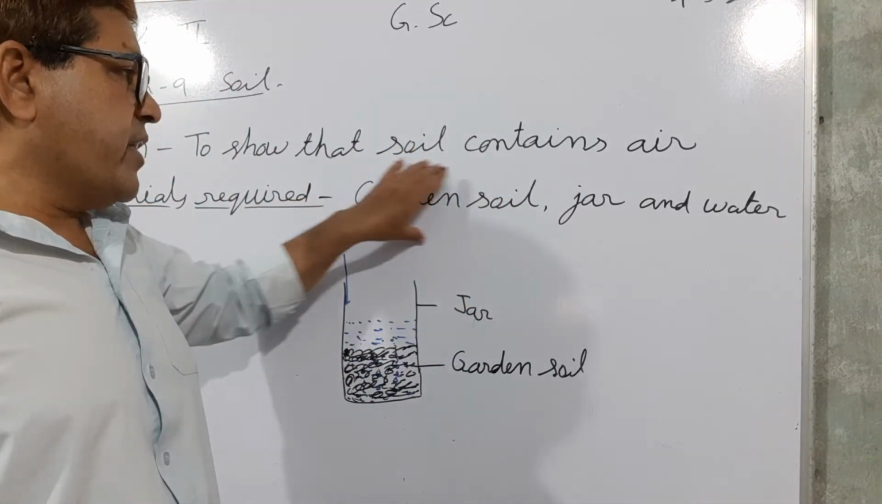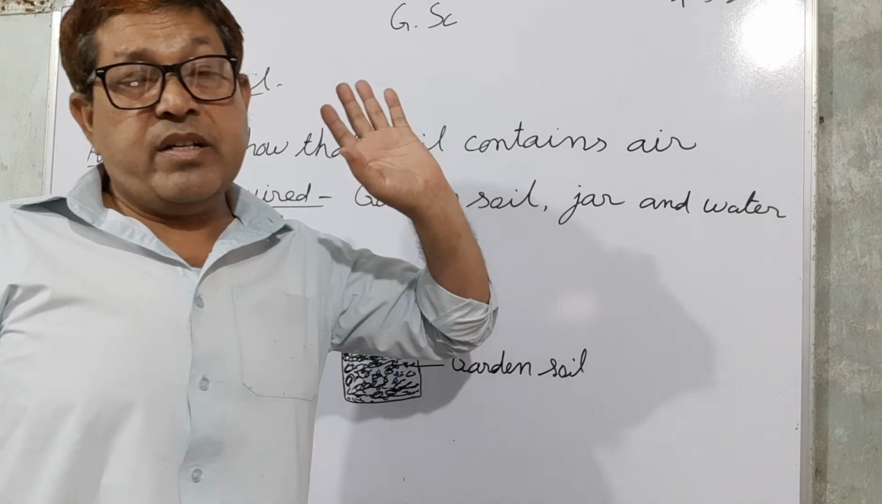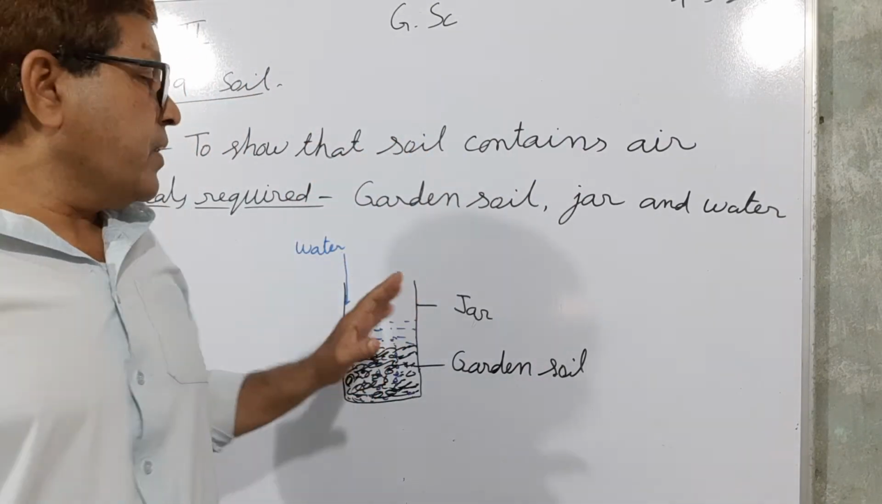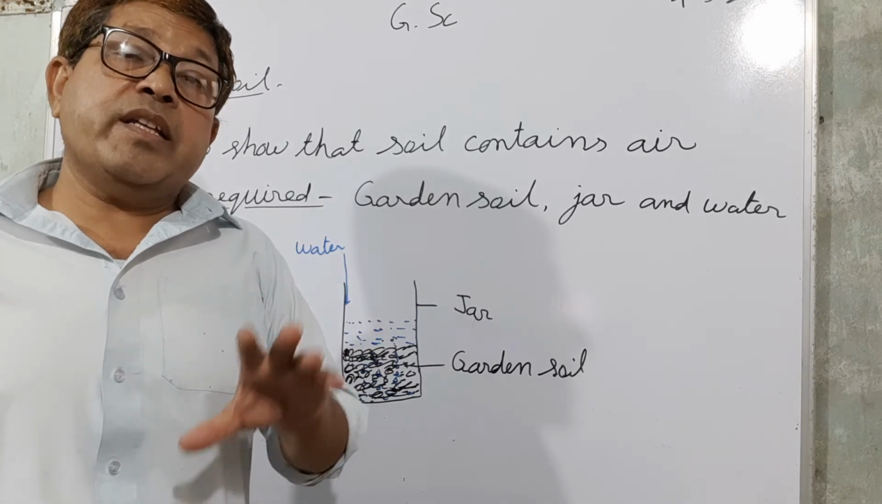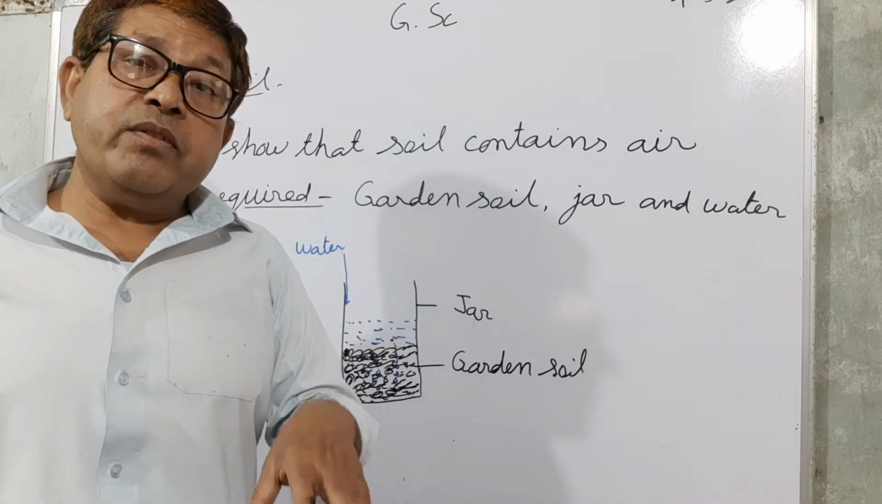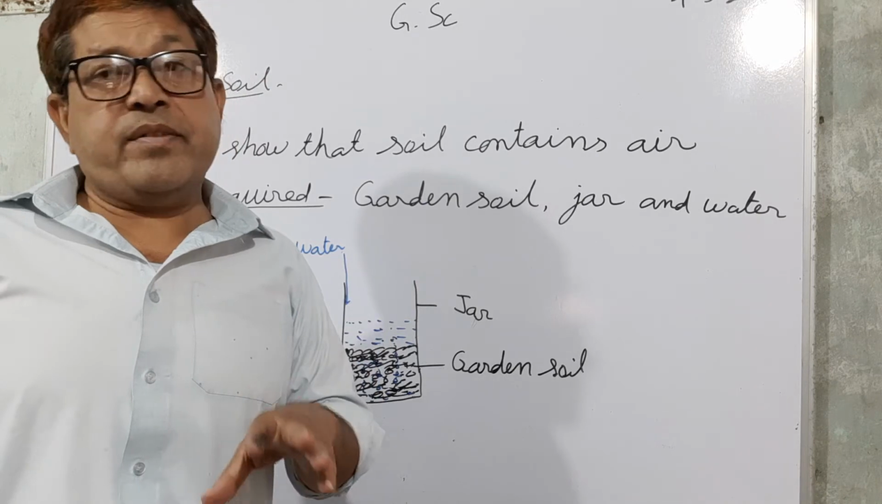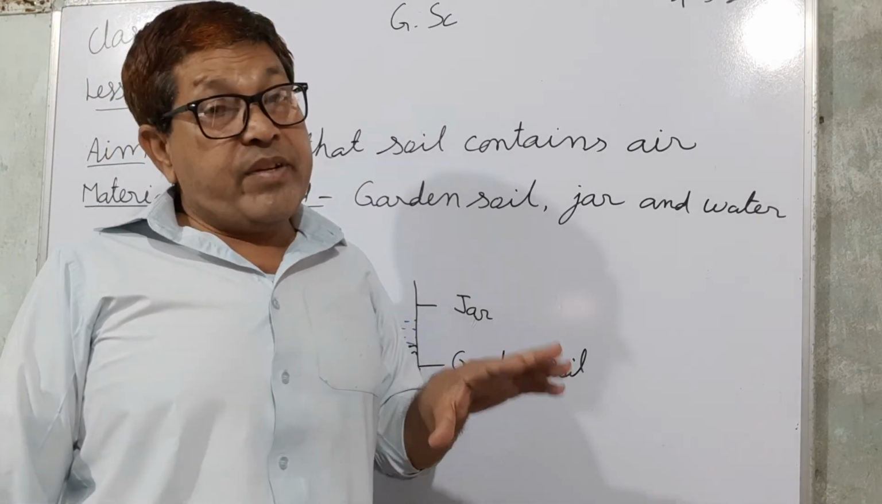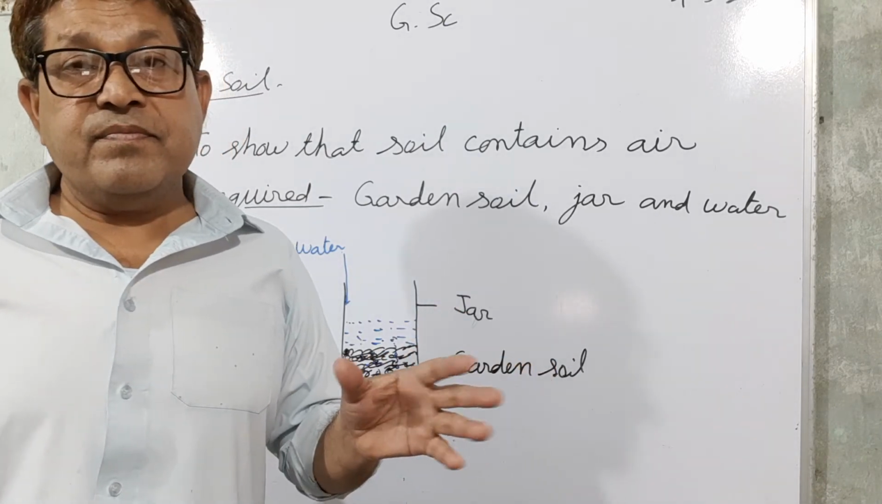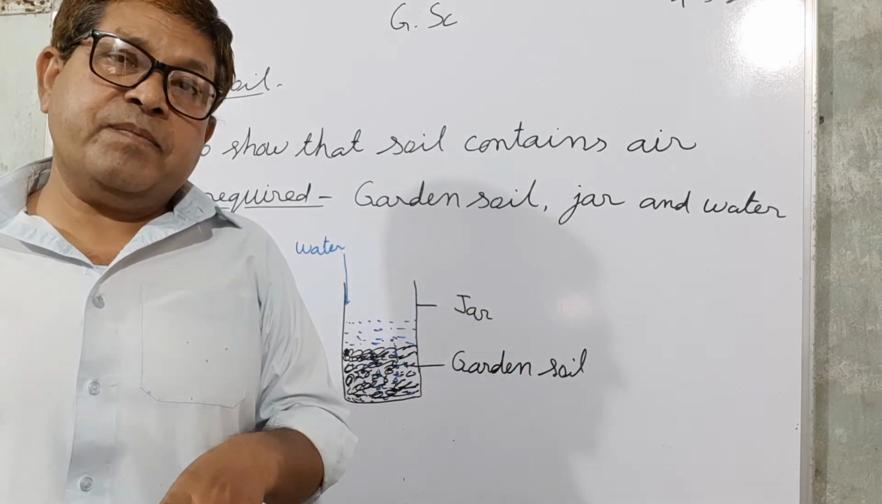So once again, the aim is to show that soil contains air. Materials required: only garden soil, jar, and water. Three things are needed. And the method is very simple. You take soil in the jar and pour water in the jar. Observation: what do you observe? Air bubbles.